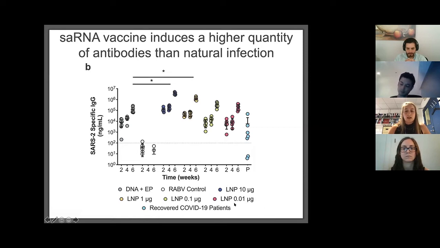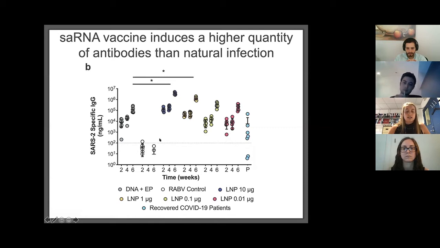Because we work at the hospital, we are also able to get sera from recovered COVID-19 patients. So these are patients that had previously tested PCR positive for the disease, and then when they were leaving the hospital and when they gave these samples were PCR negative. So they're technically termed recovered COVID-19 patients.